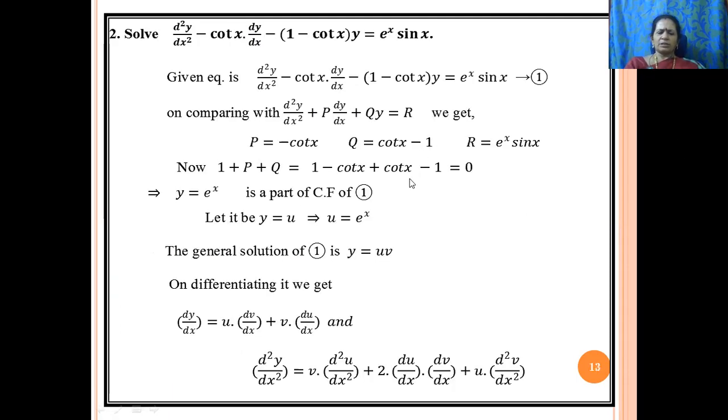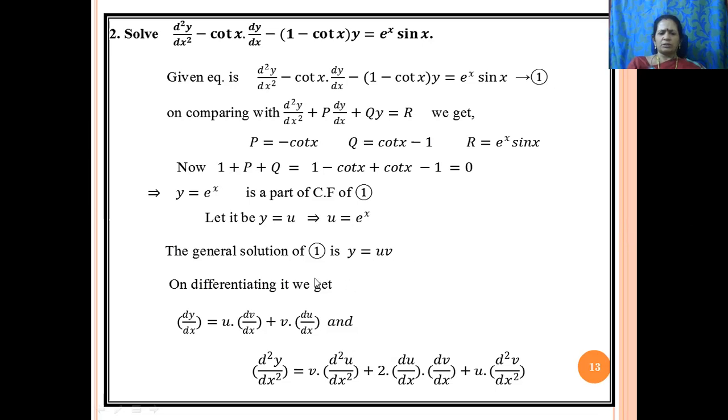Right. This is another form of the differential equation. Here the complementary function is again not given. So using the inspection method, find out the complementary function. So this is satisfied in this. So this is a complementary function, right?